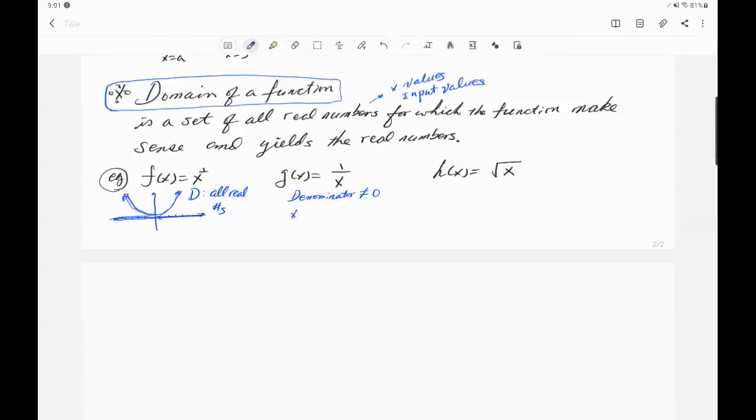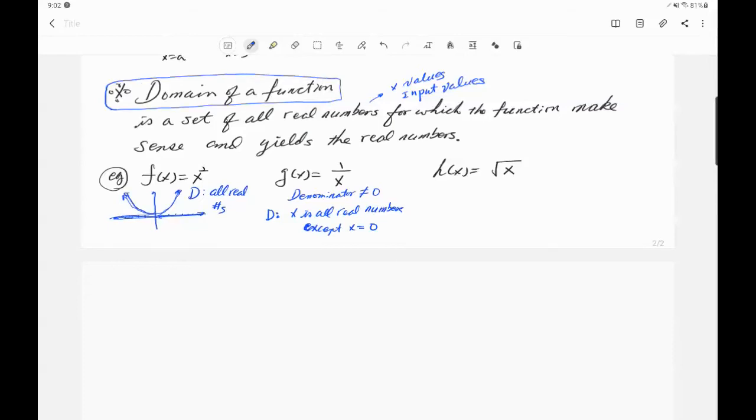So x is all real numbers except what? Except x equals 0. So that is the domain. Can you see it? When we see a function, we always need to find the x. The domain means those x values that make sense. All right, how about the next one?